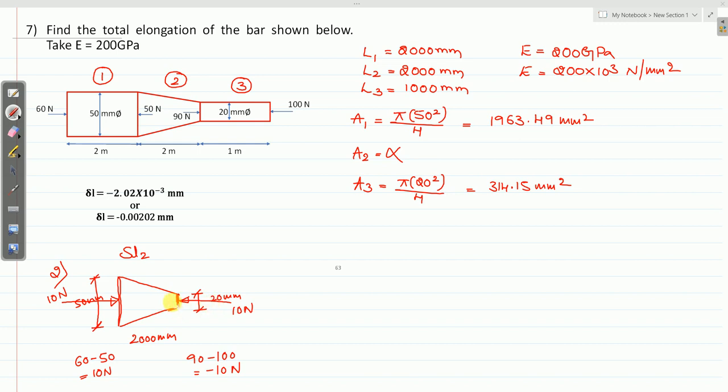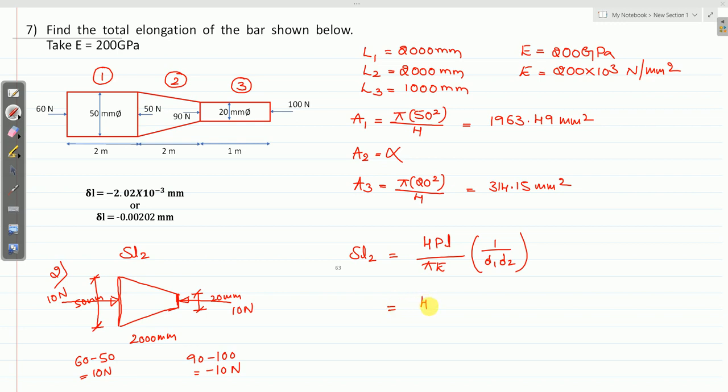As the section is a uniformly tapering circular section, delta L2 is calculated by the formula 4PL divided by pi E multiplied by 1 divided by D1 D2. Here we should not use the formula PL divided by AE because my section is a uniformly tapering circular section. So let me substitute the values.